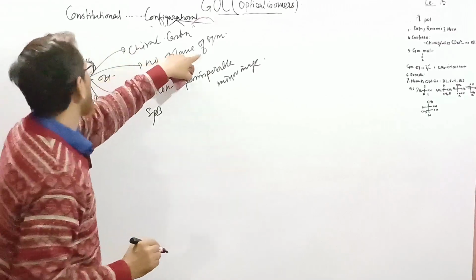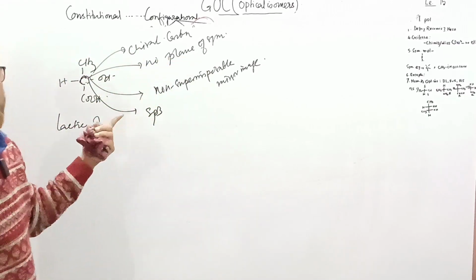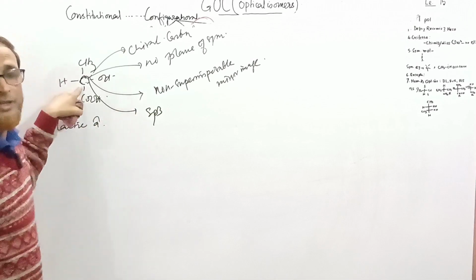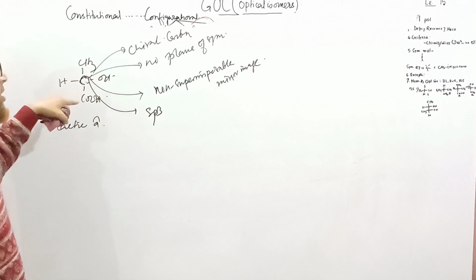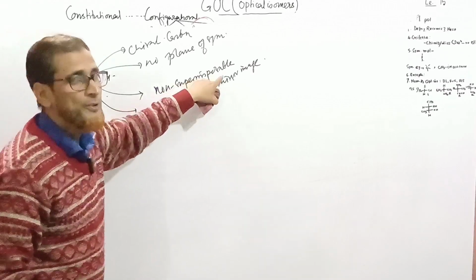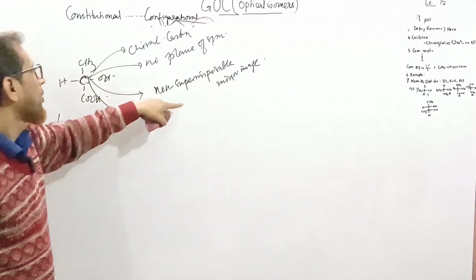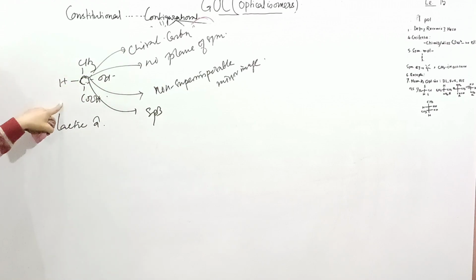It has no plane of symmetry. You can in no way separate it into two halves. It doesn't have any center of symmetry, does not have an alternate axis of symmetry, does not have any element of symmetry. So it is non-superimposable. It is sp3 hybridized. All these factors give rise to this being an optically active compound.